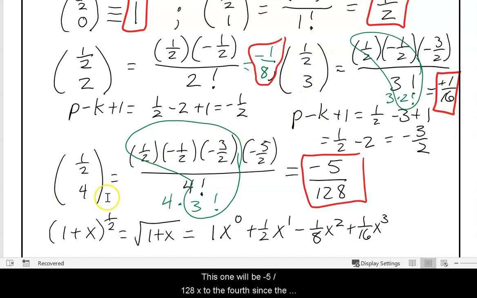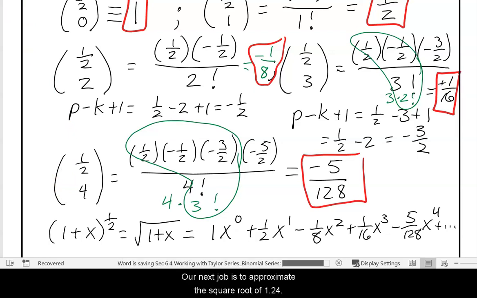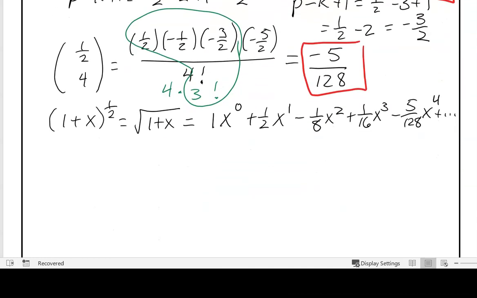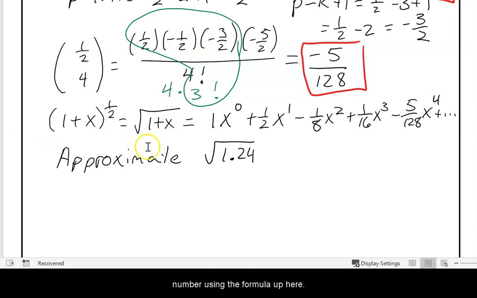The fifth one will be minus 5 over 128 x to the fourth, since the k value was 4. The pattern continues from there. Our next job is to approximate the square root of 1.24. To approximate that, we need to be able to figure out what x should be. In other words, we're trying to approximate this decimal number using the formula up here.